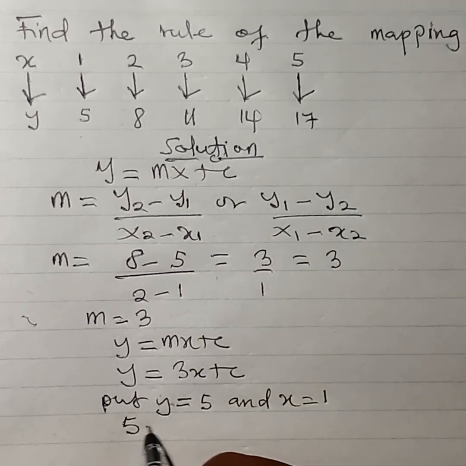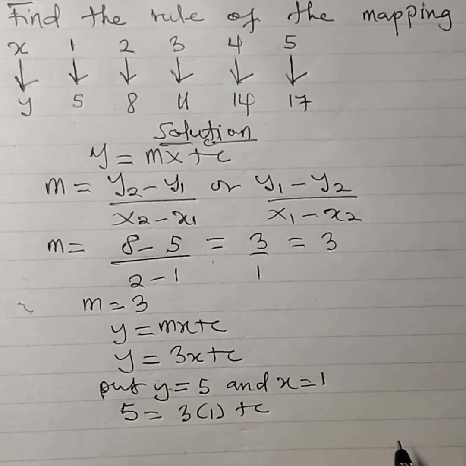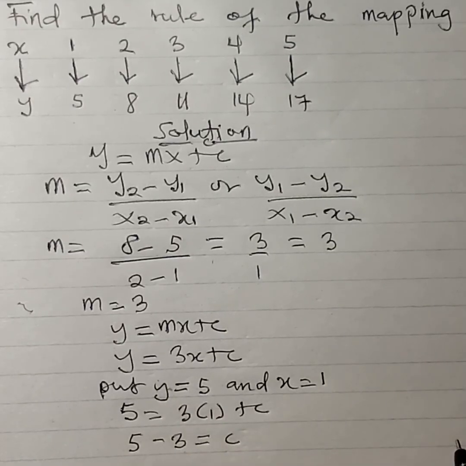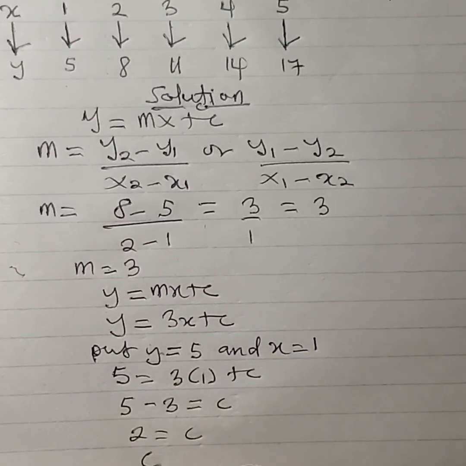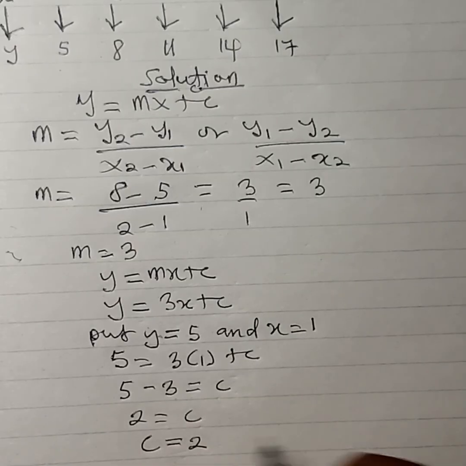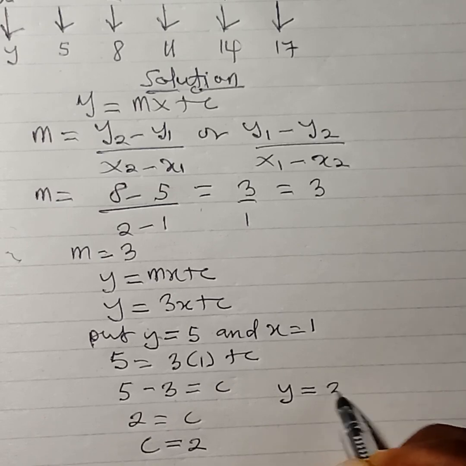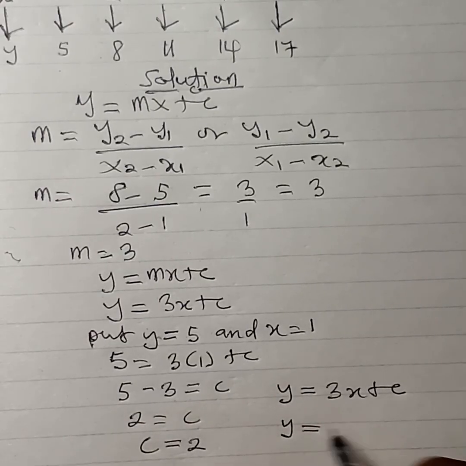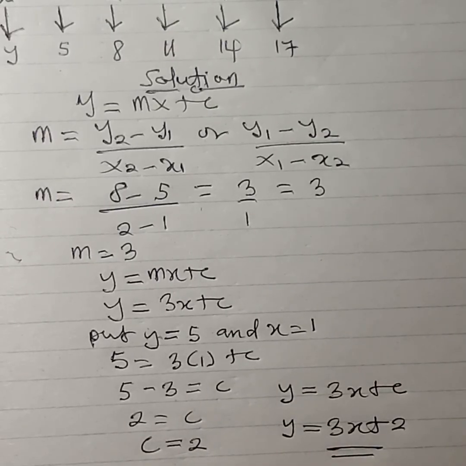So we have 5 is equal to 3 times 1 plus c. So we have 5 minus 3 is equal to c. Now we have 2 is equal to c, which is c is equal to 2. We have the formula y is equal to 3x plus c, and now our c is equal to 2. So just put back the value of c. So we have y is equal to 3x plus 2 as our rule for this mapping.